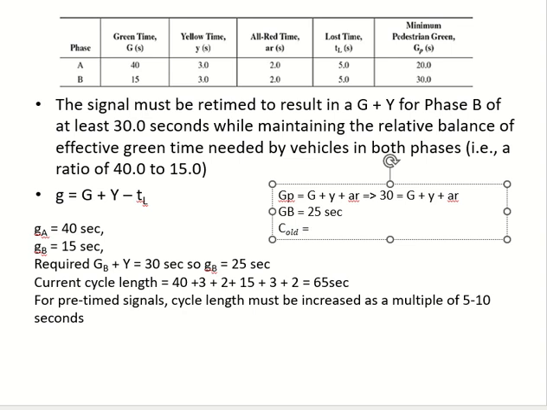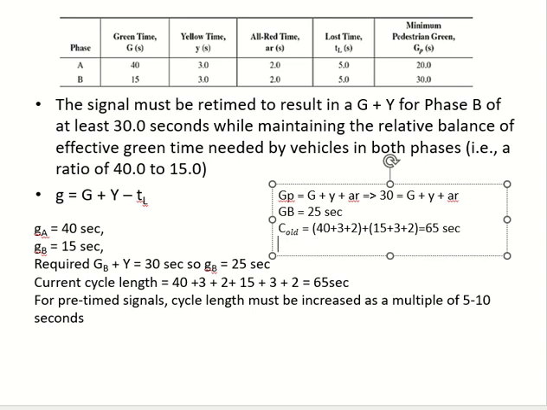So the old cycle length. Old cycle length is summation of the phases. We have two phases, right? A phase is green plus yellow plus all red. So I will take phase A. Remember, I'm calculating the old time, so I'm using the old phase of B. How much is this? 65 seconds. So the old cycle length is 65 seconds.